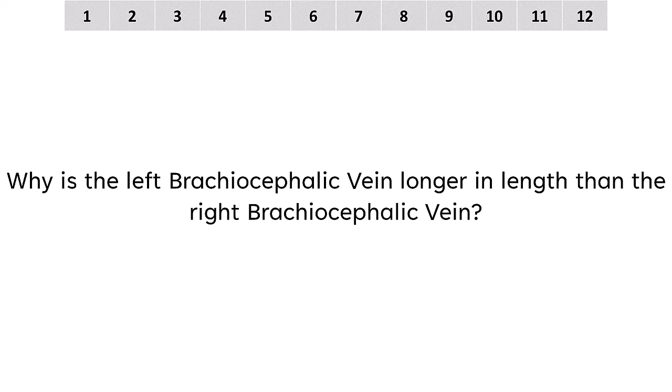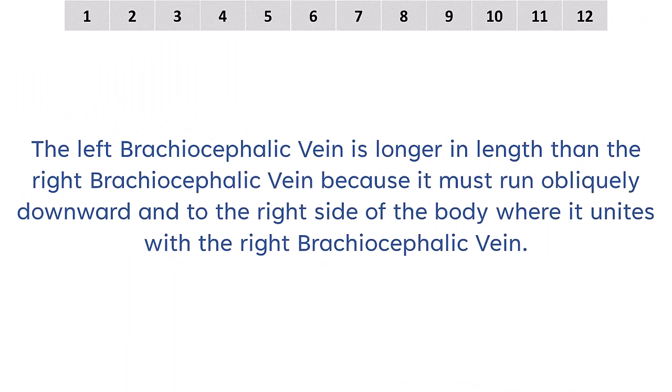Why is the left brachiocephalic vein longer in length than the right brachiocephalic vein? The left brachiocephalic vein is longer in length than the right brachiocephalic vein because it must run obliquely downward and to the right side of the body, where it unites with the right brachiocephalic vein.